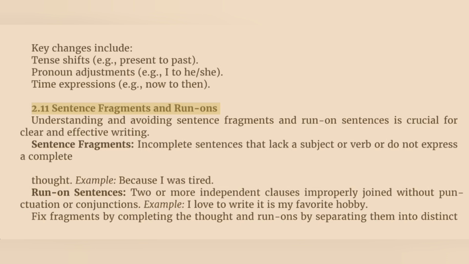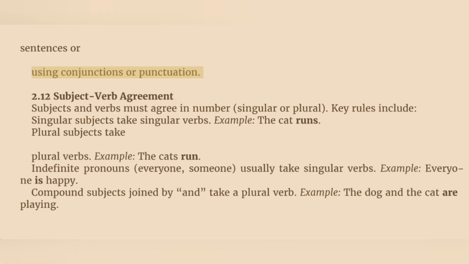2.11 Sentence fragments and run-ons. Understanding and avoiding sentence fragments and run-on sentences is crucial for clear and effective writing. Sentence fragments: incomplete sentences that lack a subject or verb or do not express a complete thought. Example: because I was tired. Run-on sentences: 2 or more independent clauses improperly joined without punctuation or conjunctions. Example: I love to write, it is my favorite hobby. Fix fragments by completing the thought and run-ons by separating them into distinct sentences or using conjunctions or punctuation.